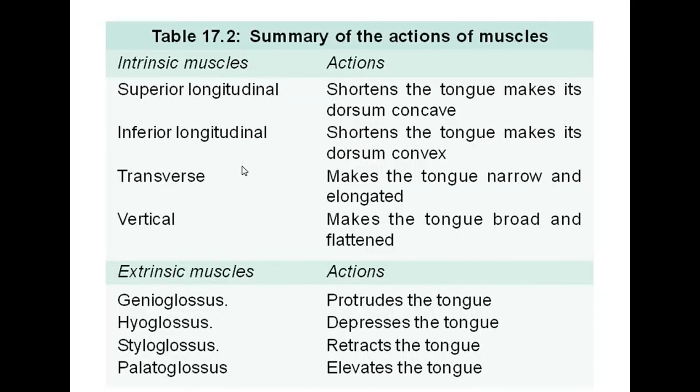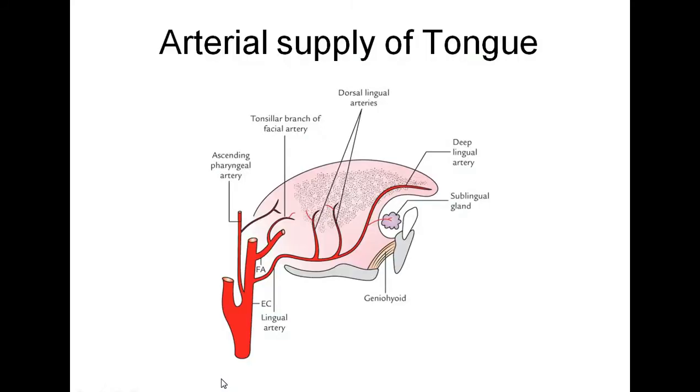The superior longitudinal muscle shortens the tongue and makes its dorsum concave. The inferior longitudinal muscle shortens the tongue and makes its dorsum convex. Transverse muscle makes the tongue narrow and elongated, and vertical muscle makes the tongue broad and flattened. The genioglossus protrudes the tongue, hyoglossus depresses the tongue, styloglossus retracts the tongue, and the palatoglossus elevates the tongue.